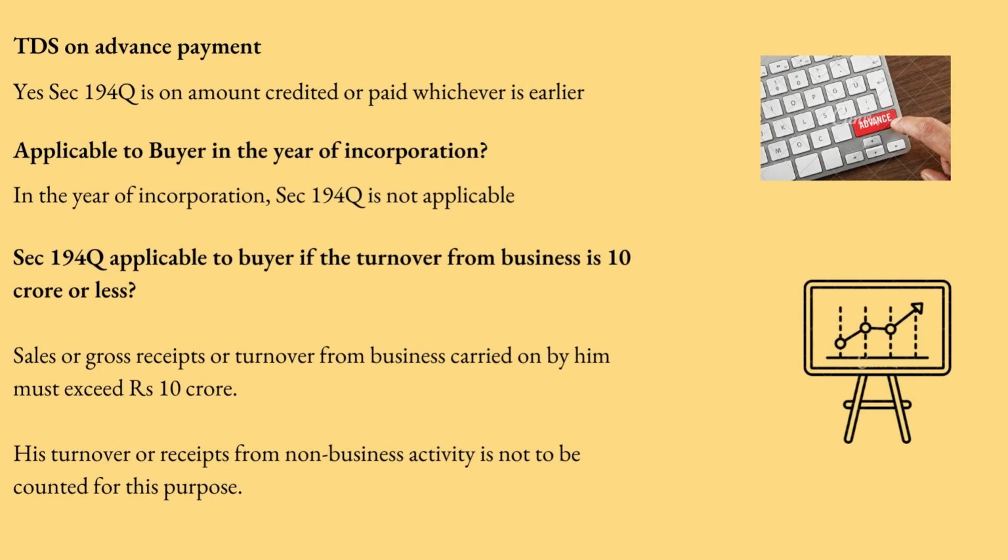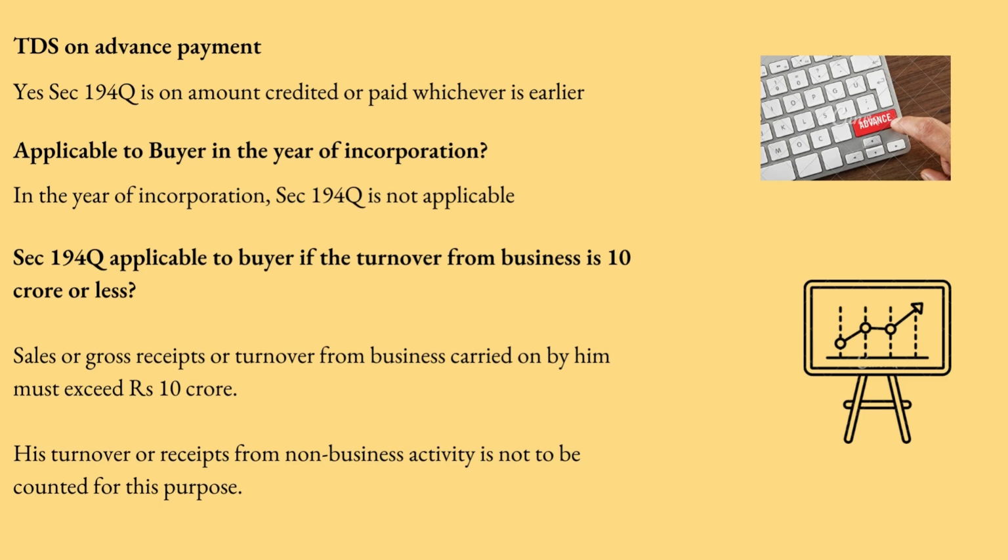Whether tax is to be deducted on advance payment. It has been clarified that since the provisions of Section 194Q are on purchases, that is, when you credit the amount in the account of the seller or when you make the payment to the seller, whichever is earlier, the point of taxation is at the time of payment or at the time of credit, whichever is earlier. The provisions of Section 194Q shall apply.